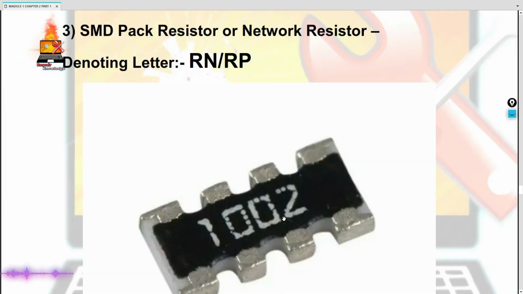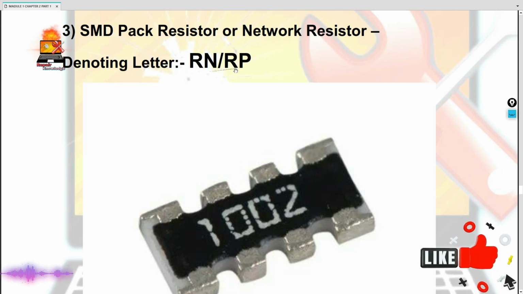In the second picture, see here also our resistors. These are all resistors. This is also a resistor, non-printed. Okay, now let's go down.